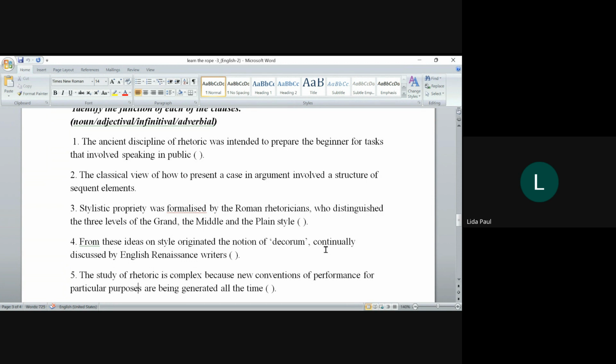The classical view of whatever, something involved a structure of sequent elements. Can I put some word like that there? Yes, ma'am. Right. So if you're able to do that, then what kind of clause is it? Nominal, ma'am. Yes, it is a nominal or noun clause, right? You're replacing it with a noun or a pronoun. So if replacement with a noun or a pronoun is possible, then it's usually a noun clause.